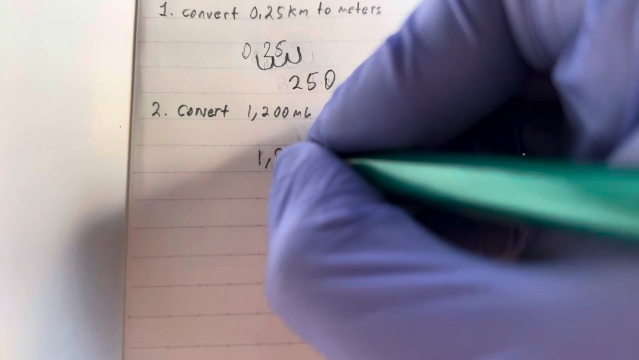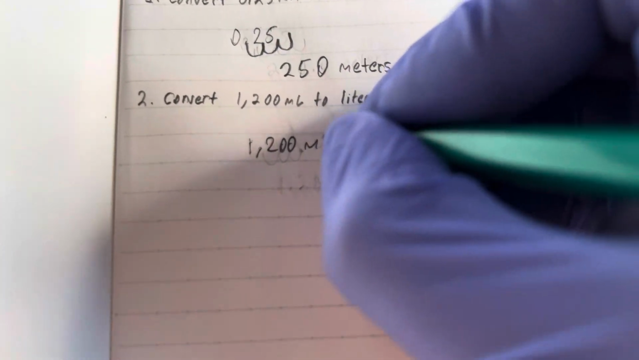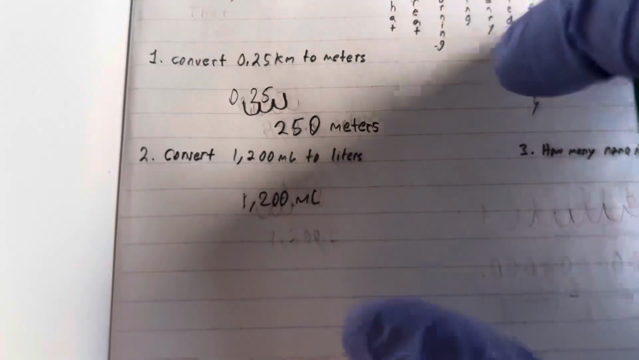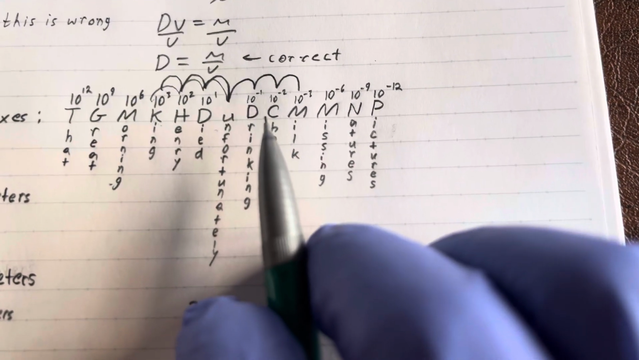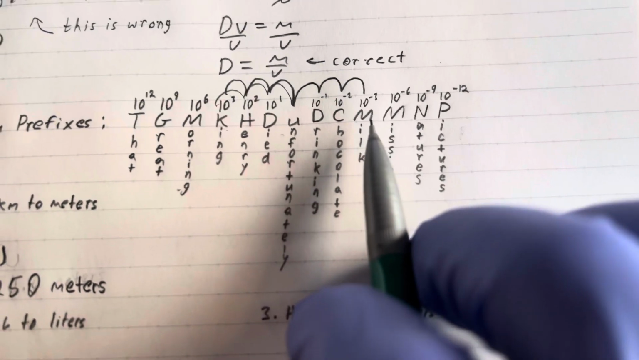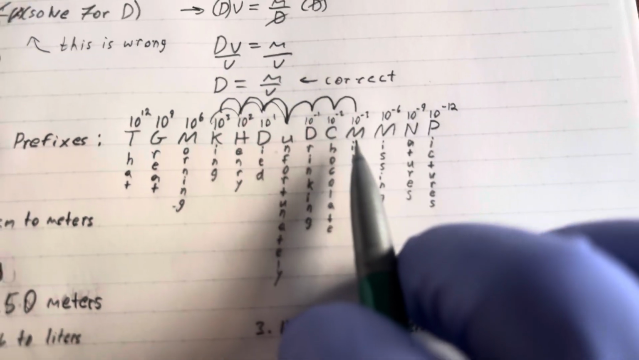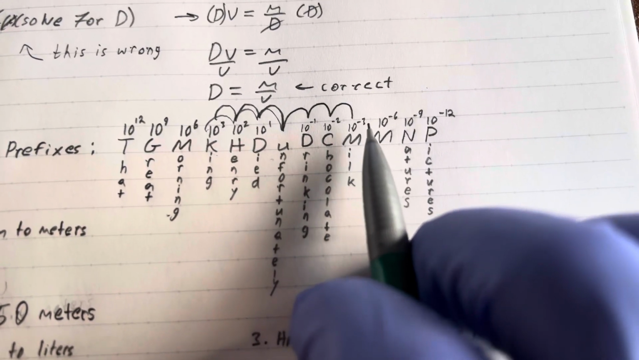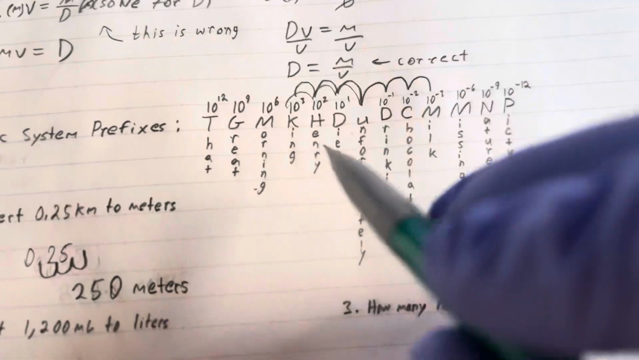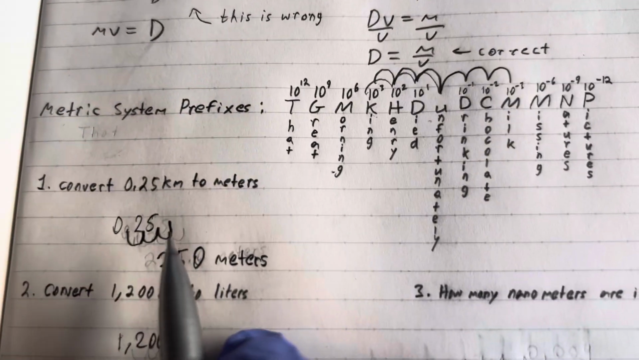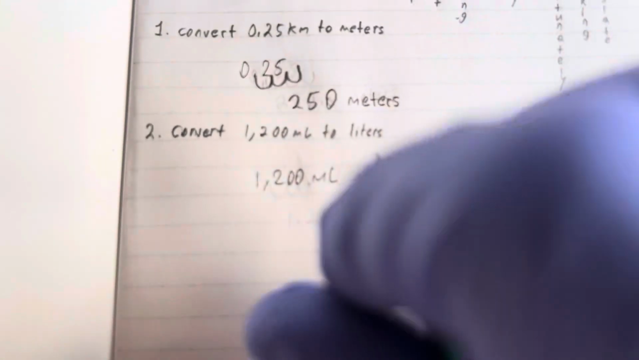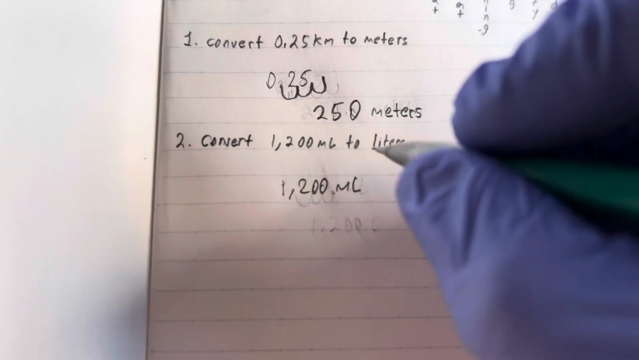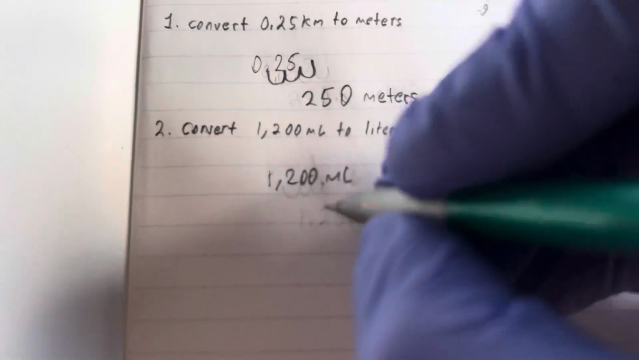Let's say we have 1,200 milliliters and we want to go to liters. Let's find milli. Milli is on this side, and that's 10 to the negative 3. Instead of moving to the right like in the first example, we're going to be moving to the left, because we want to go back to the base unit. That's what this question is asking.